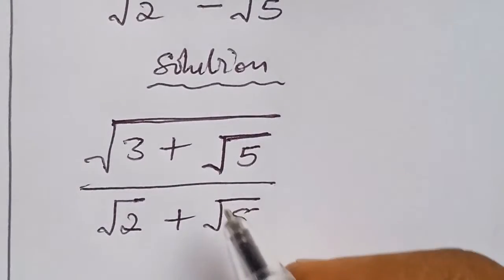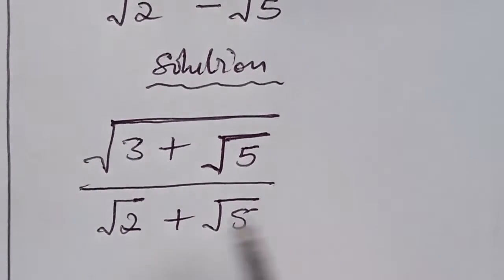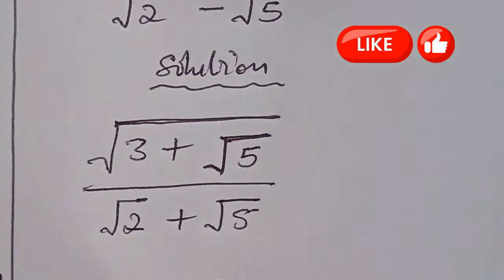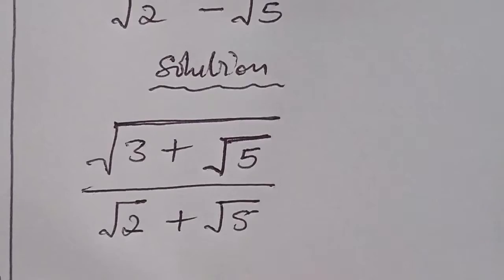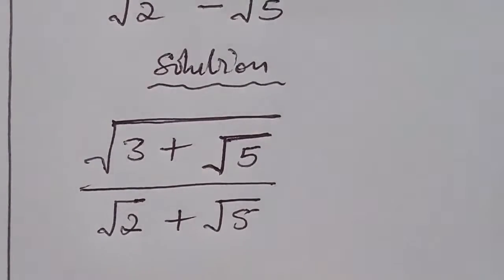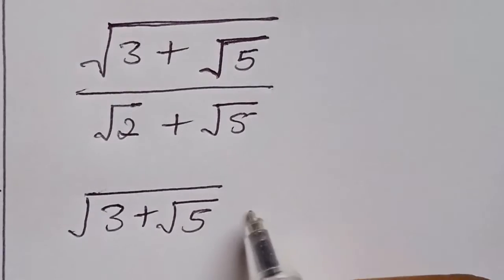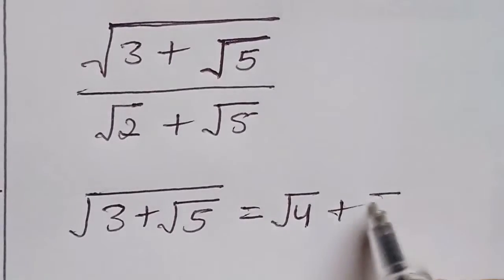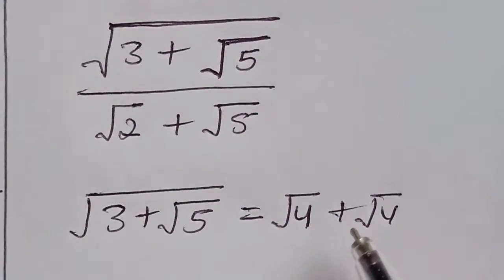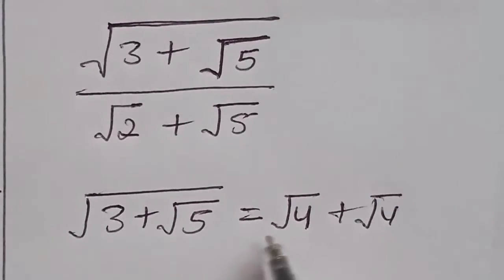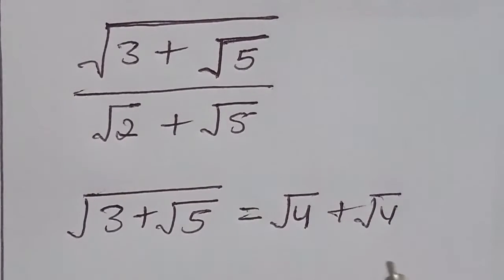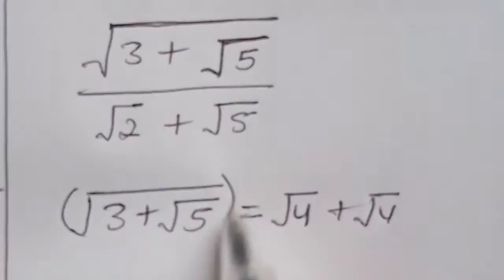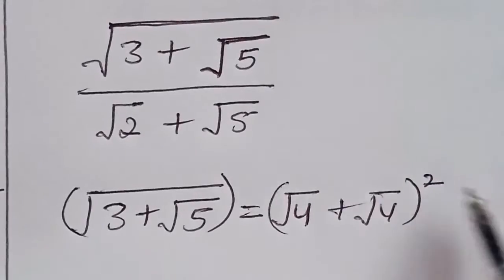So to deal with this radical expression, we assume that the numerator, which implies square root of 3 plus square root of 5, is equal to square root of u plus square root of v. These are two variables which we assume this to be equal to. So from here, we can square both sides. Put the brackets, squared.